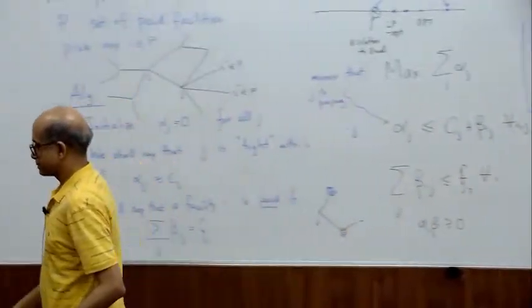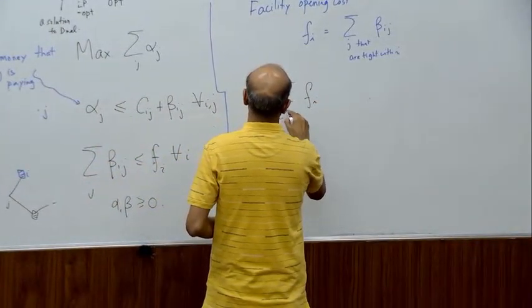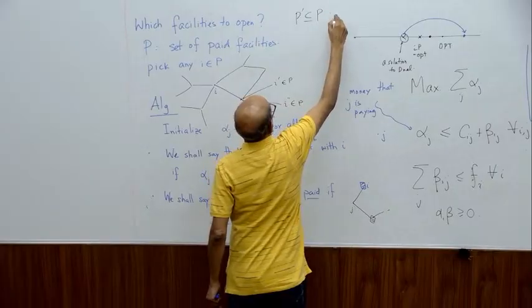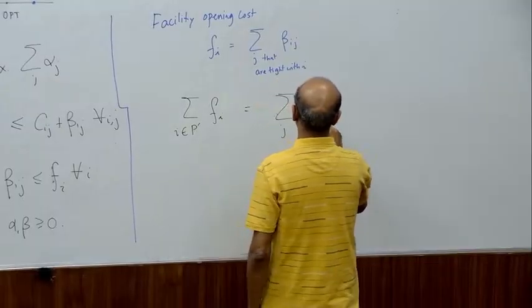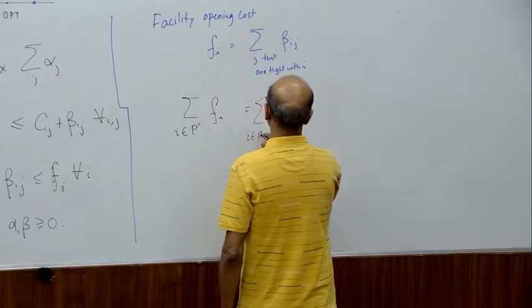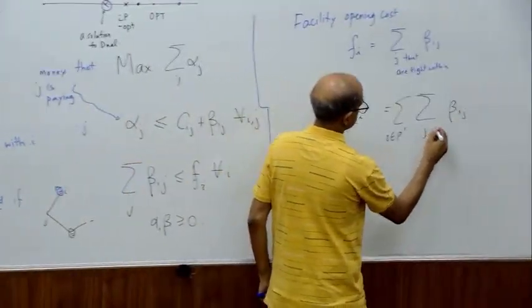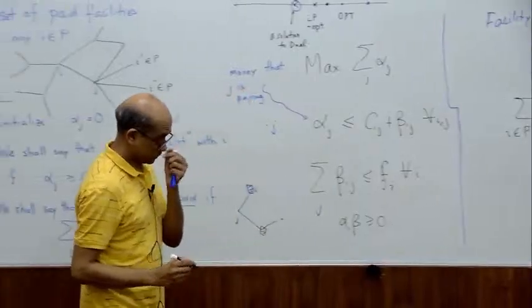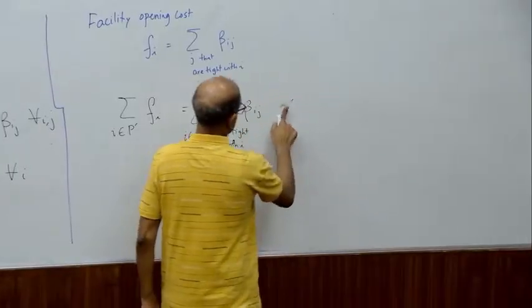So let's see. Total Fi, and let's say P prime is the set of facilities you open. So P prime is a subset of P, the open facilities. So this will be the sum of Fi, equal to the sum over all j and the sum over all I in P prime, where j is tied with I. And this is less than or equal to. So let's keep it like this.